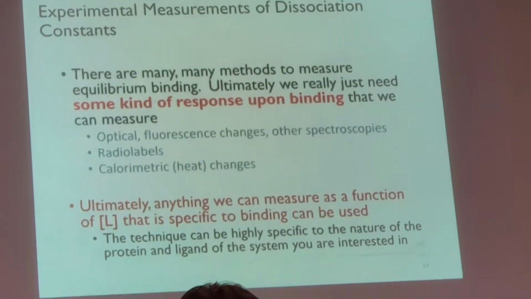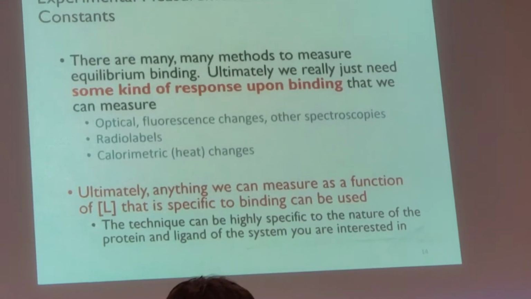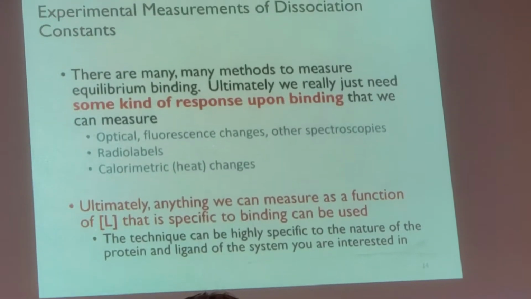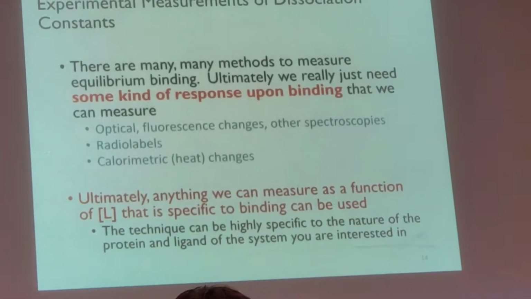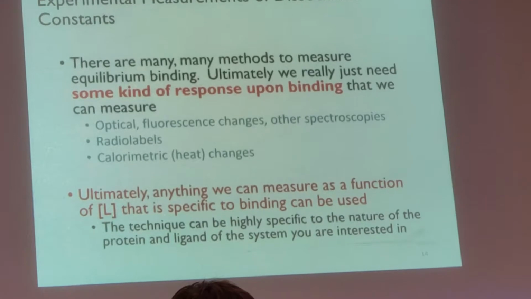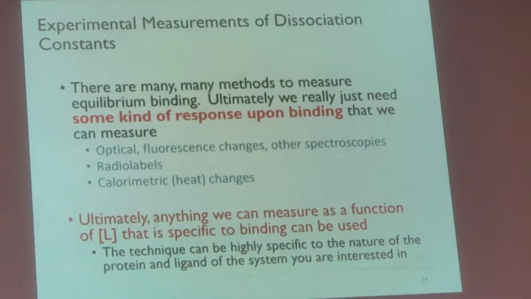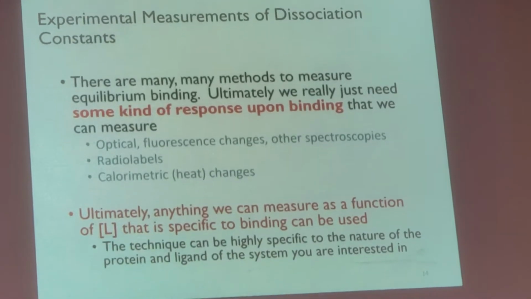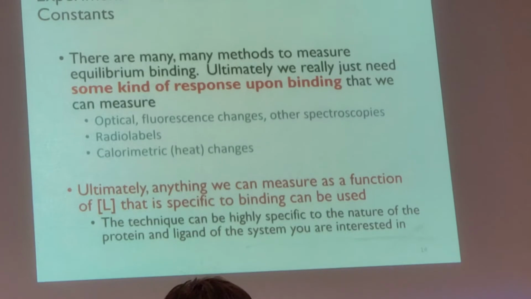So how do we do it experimentally? I could throw lots of different methods at you. Ultimately, the only thing we need is some kind of response upon binding. So technically, what could I use? I could use some optical probe, if the color of something changed. I'll show you an example of that from stuff that we do in our lab. Fluorescence is a really good one.